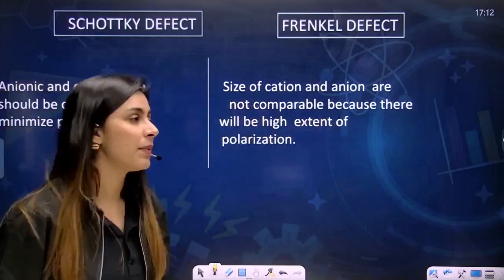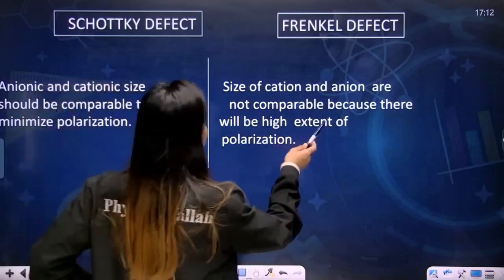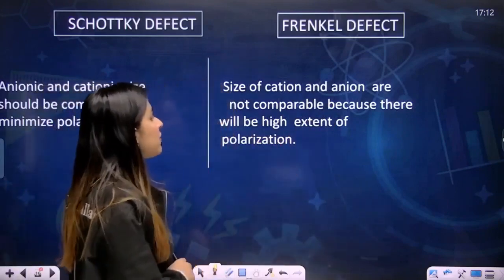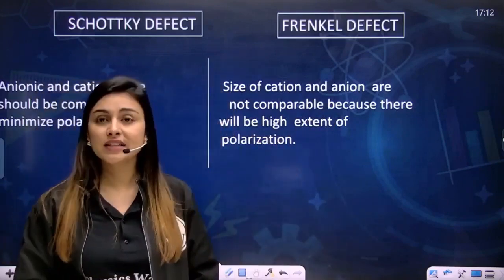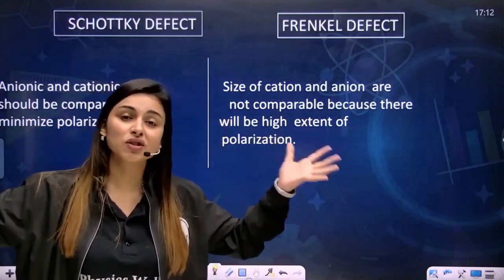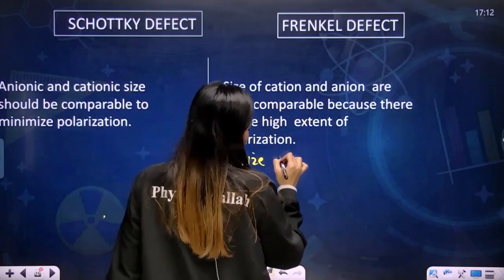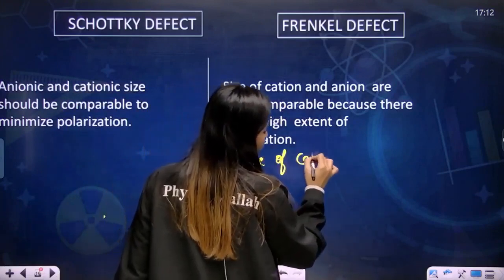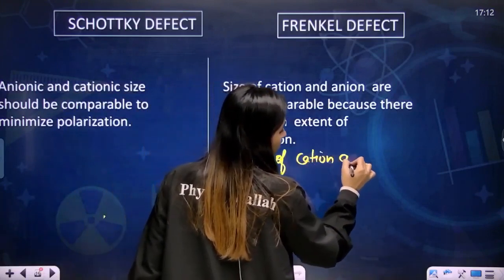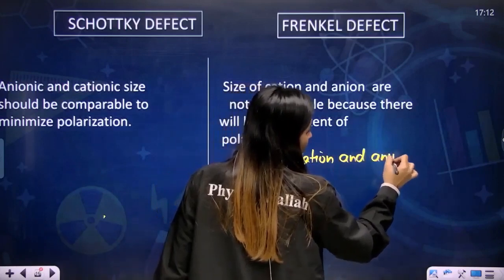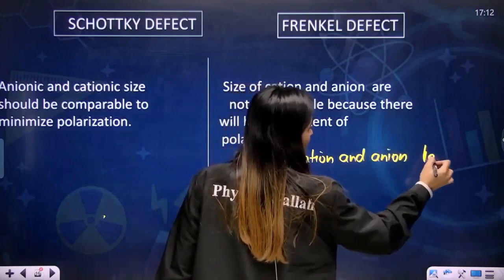Yes, my dear students, the size of cations and anions are not comparable because there will be a very high extent of polarization. Their size gap is very large. That is, the size of cation and anion has a large difference. Okay.